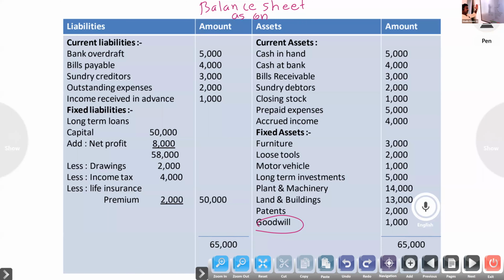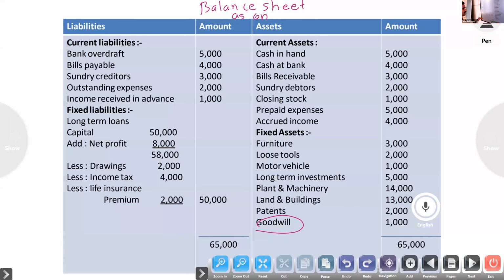In the order of liquidity, on the liability side, first current liability, then followed by long-term liabilities, fixed liabilities. That is in the order of liquidity. Next, in the order of permanence. In the order of permanence, it is the opposite.